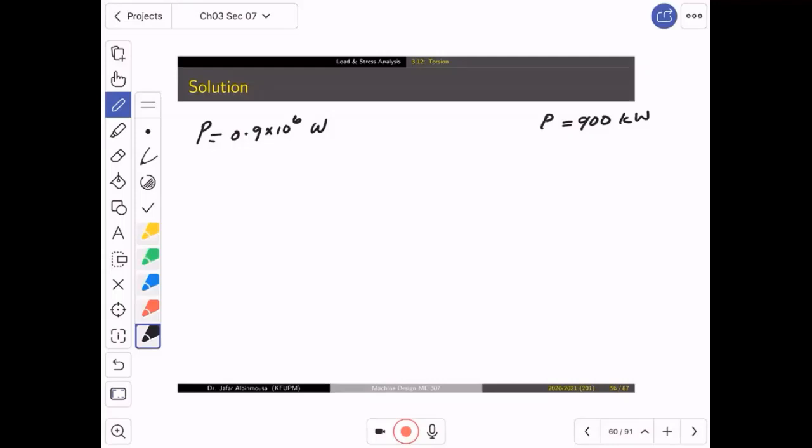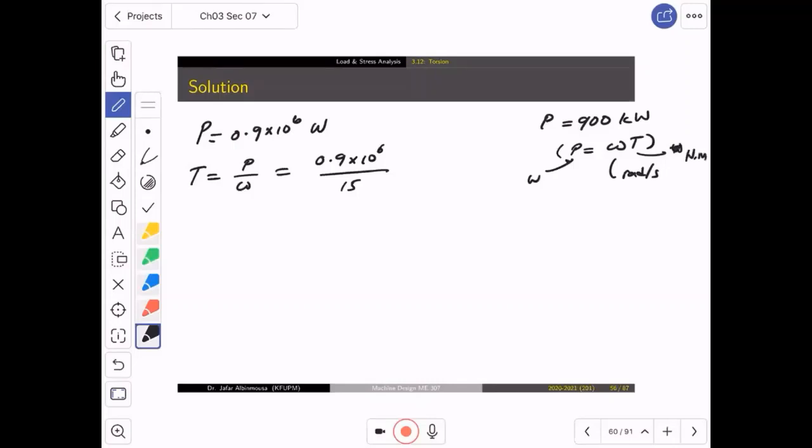Now, from the relation torque equals power divided by omega, because we had the relation P equals omega T, we can get 0.9 multiplied by 10 to the power 6 divided by how much? 15, because omega is in radian per second. This one is in watt, and this one will become in Newton meter. So what is the result? It is 60 multiplied by 10 to the power 3 Newton meter.